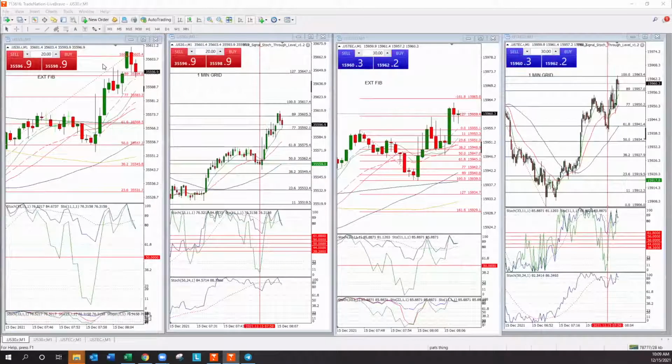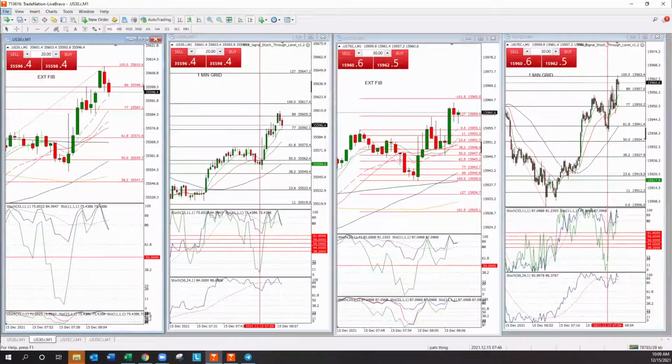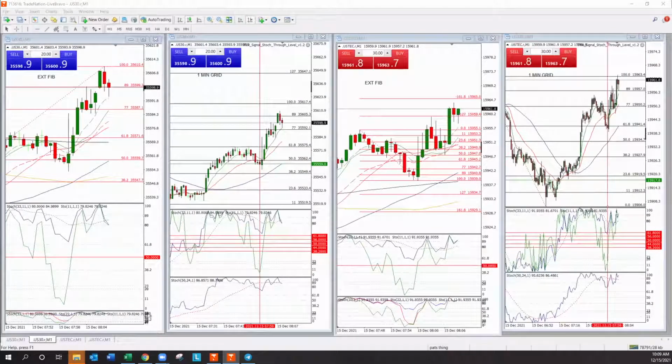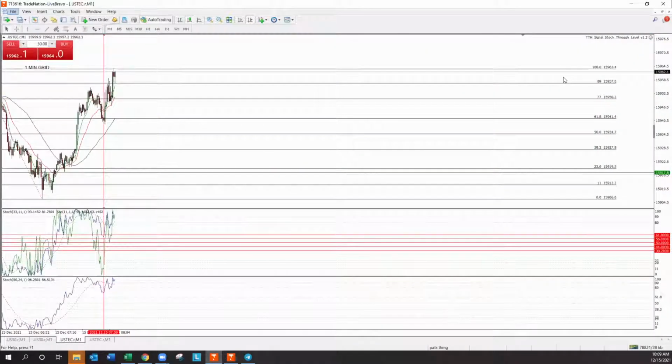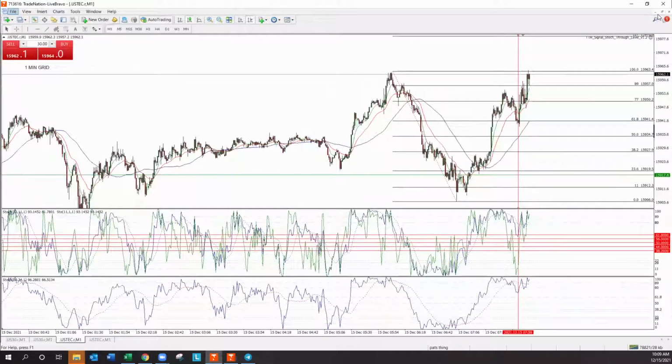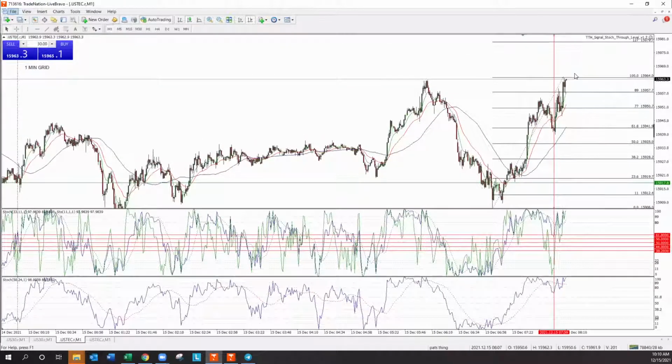Okay, so we know where the resistance is on the 5. Let's see if we're going to break or we're going to bounce. And at the moment, it looks like we're going to push down a little bit, but let's wait for the trigger. There's double top level on US tech. Quite an interesting one.